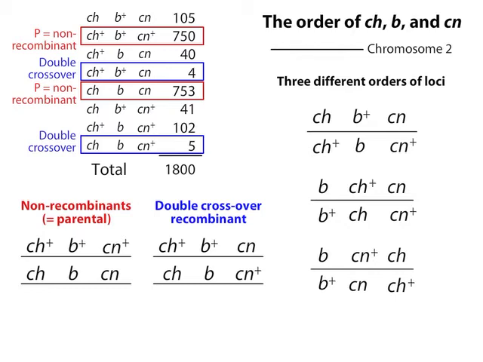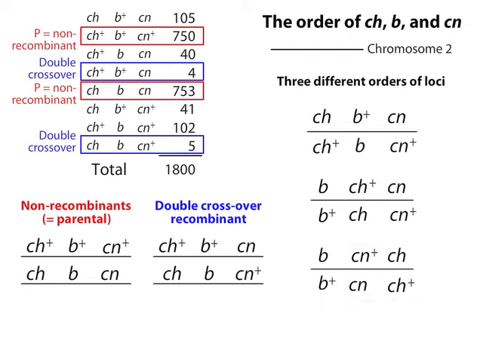The double crossover recombinants have wild-type cherub and wild-type black together, or they have wild-type cinnabar. Of our three possible orders of loci, our third example gives the genotypes we're looking for, with wild-type cherub and wild-type black on one chromosome and wild-type cinnabar on the other. So we conclude that the correct order of the three genes is black, cinnabar, then cherub.